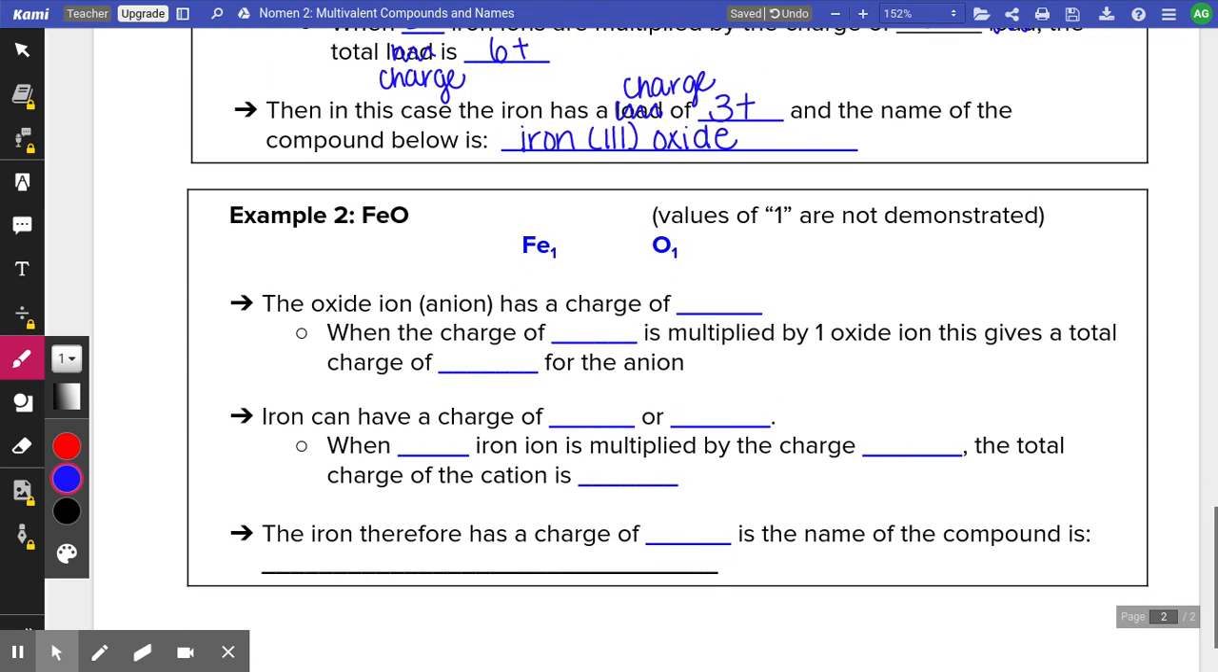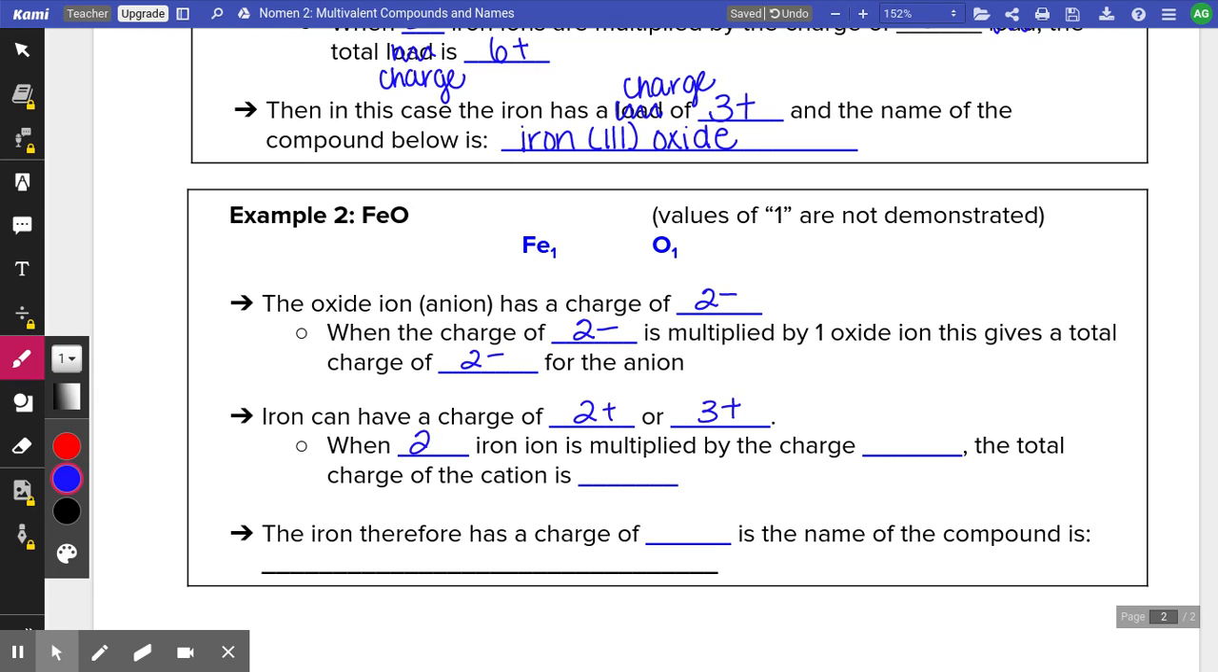All right. Second example, FeO. So we're going to do the same process again. We're still working with iron, but we have a different chemical formula. So we're going to start with our anion, of course, and we know that the anion has a charge of 2 minus. When the charge of 2 minus is multiplied by 1, that gives us a total charge of 2 minus. Iron can have a charge of 2 plus or 3 plus.